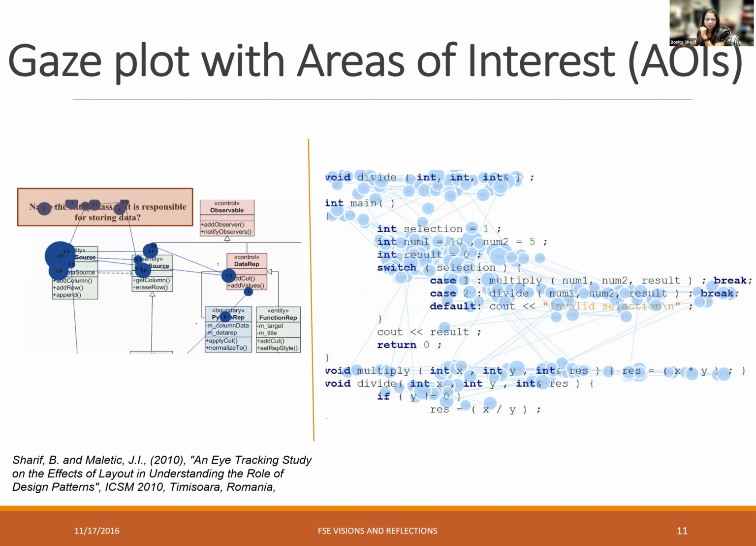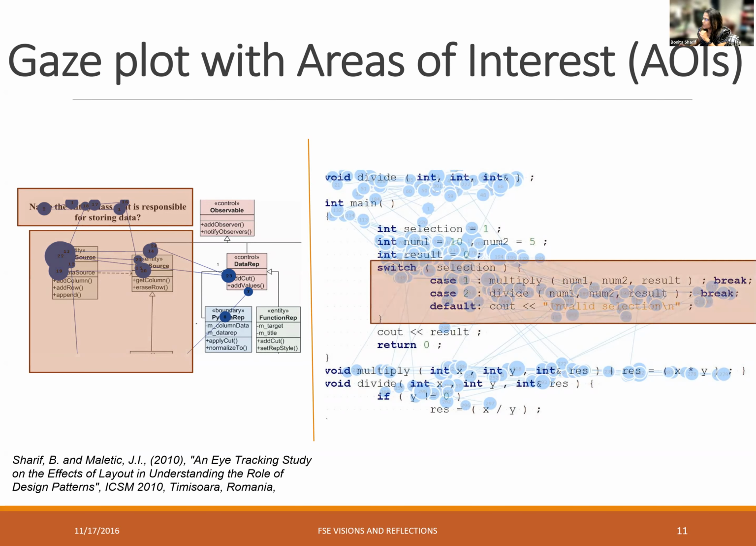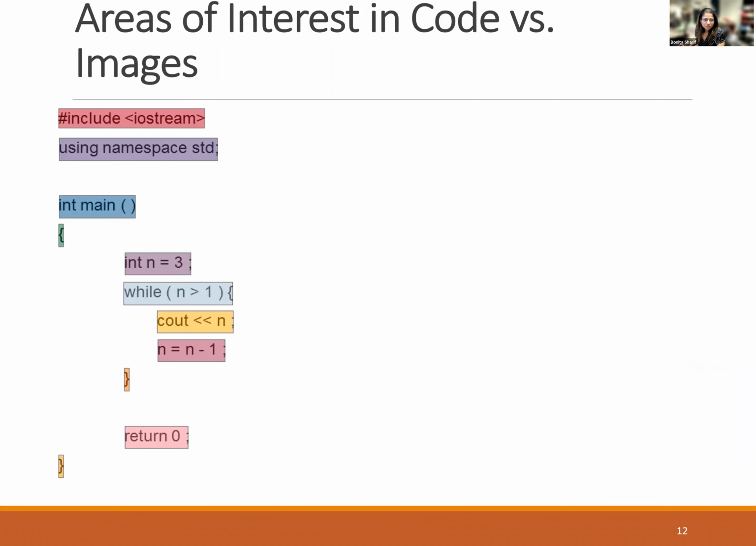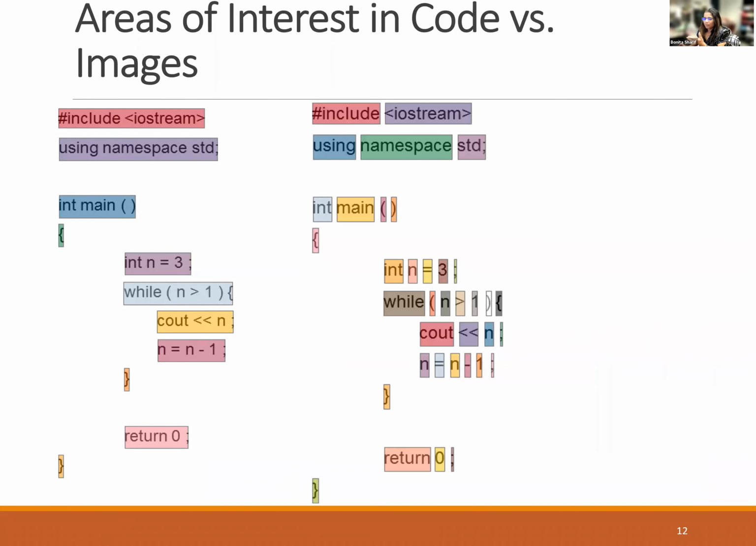Let's say that's the rectangle on the top left, or maybe these two classes together form some cohesive structure that people look at together, and so on. Similarly, for the source code that you see on the right, maybe you're interested in all fixations or durations in this particular switch statement. So when we talk about programs and how people read code, the areas of interest are typically these lines, or they could be parts of lines, as shown here.